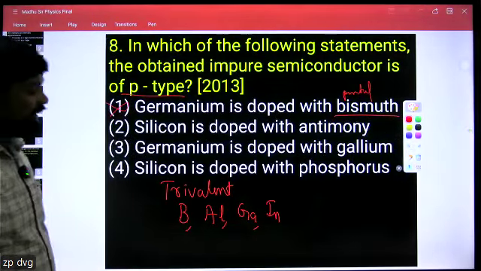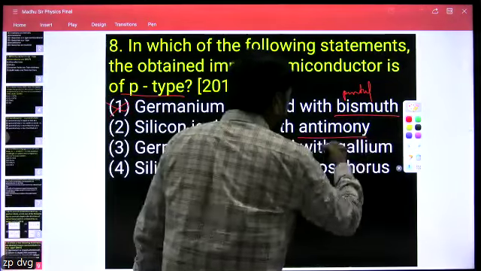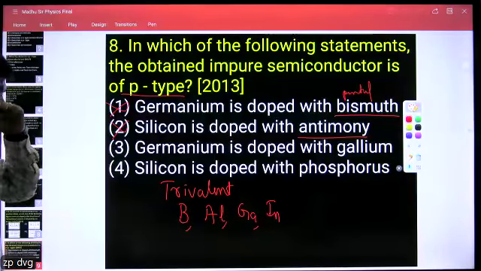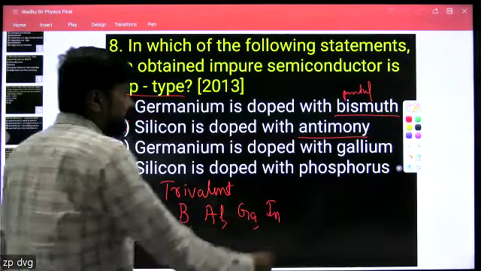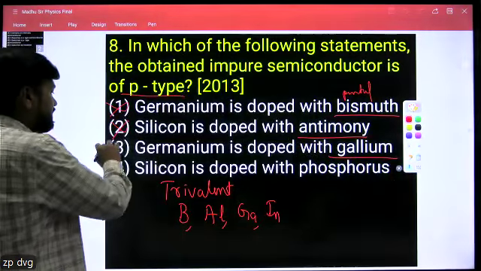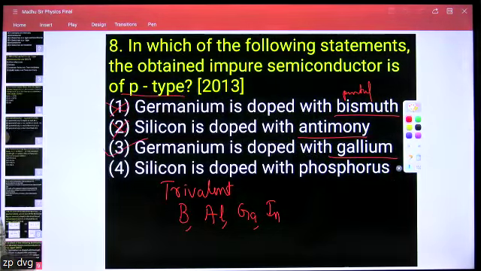Silicon is doped with antimony. Antimony is also an example for pentavalent. Pentavalent ಅಂದ ತಕ್ಷಣ N type ಸಿಗುತ್ತೆ. Germanium is doped with gallium. Gallium is an example for what? Trivalent. Trivalent ಅಂದ ತಕ್ಷಣ we are going to get ಏನ್ ಸಿಗುತ್ತೆ ಹಂಗಂದ್ರೆ P type.